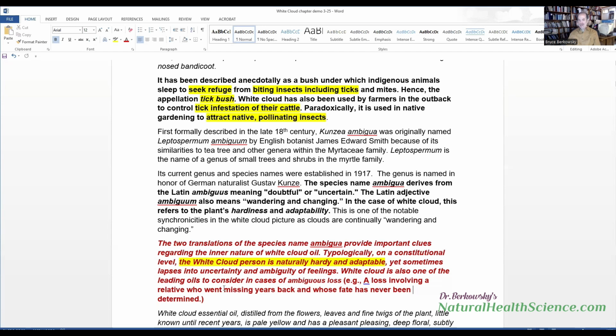Yet sometimes they lapsed into feelings of uncertainty and ambiguity of feelings. Now, if you can knit these two together in a case, when you're looking at the case history, you see that early on, the person was naturally hardy and adaptable, maybe still is, maybe even as this individual has gotten older, she or he has stayed relatively healthy, so they're still hardy and adaptable. But yet, they've been plagued by intermittent periods of uncertainty and ambiguity of their feelings.